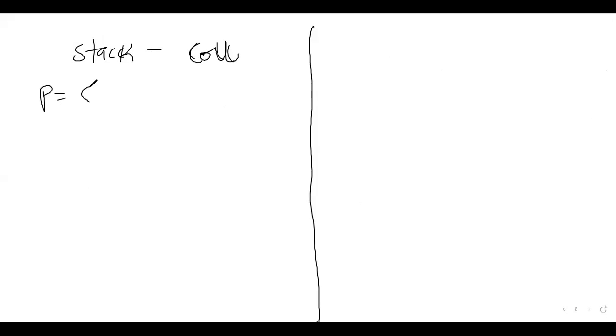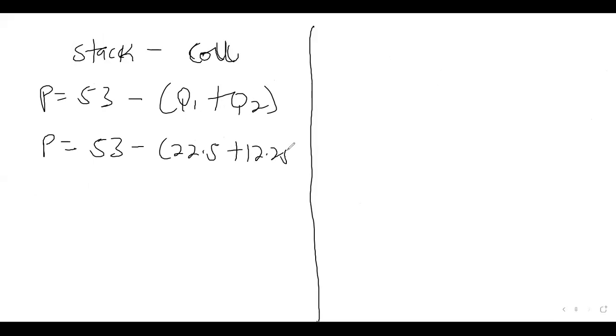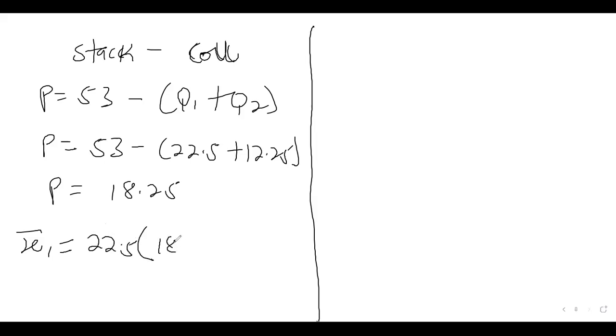Okay, so the price, which is 53 minus Q1 plus Q2, the price will now be 53 minus 22.5 plus 12.25. So the price will now be 18.25, okay? So the profit for firm one, remember the formula is Q into brackets, the price minus marginal cost, bracket close, minus the fixed cost, okay? So the quantity for firm one is 22.5. The price is 18.25. Remember, the marginal cost for firm one when he is choosing Stackelberg is 10, okay? Minus the fixed cost, it was 40. So once you do this, you get 145.625.